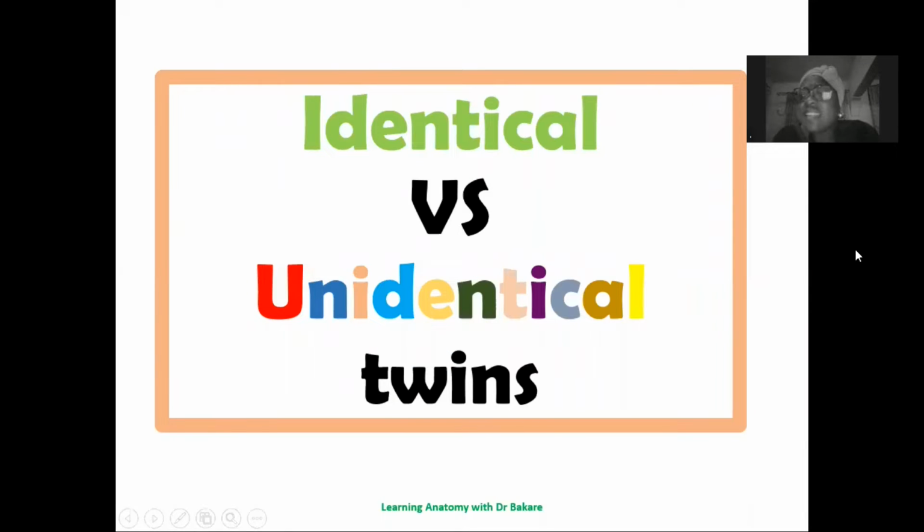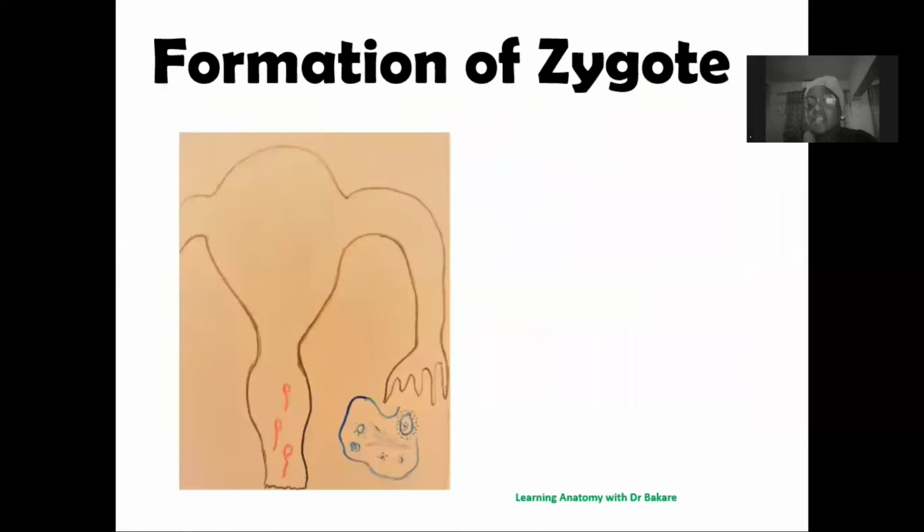Welcome. Let's look at how identical and unidentical twins are formed. Let's look at the basis behind this. First, let's look at how the formation of the zygote occurs, as this will help us to explain how identical and non-identical twins are formed.